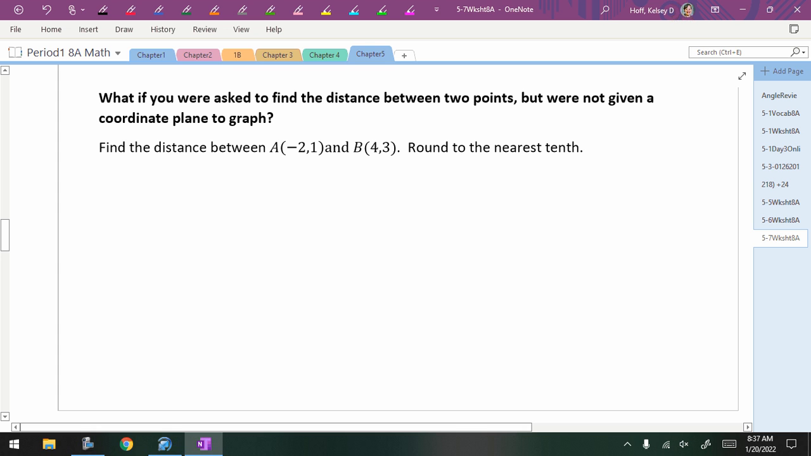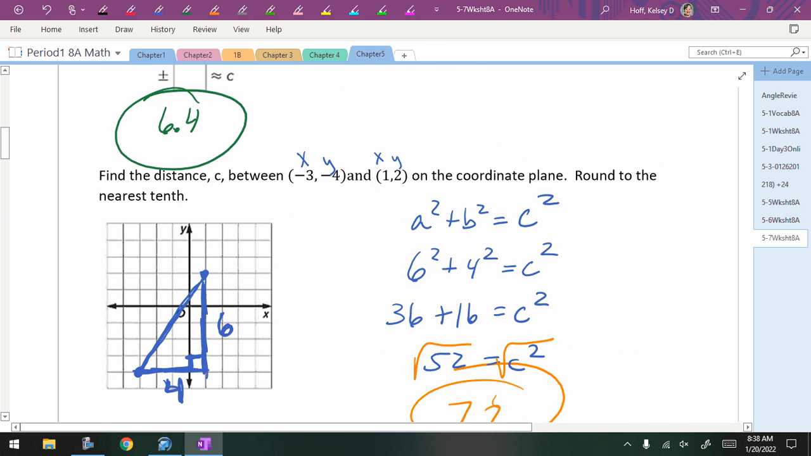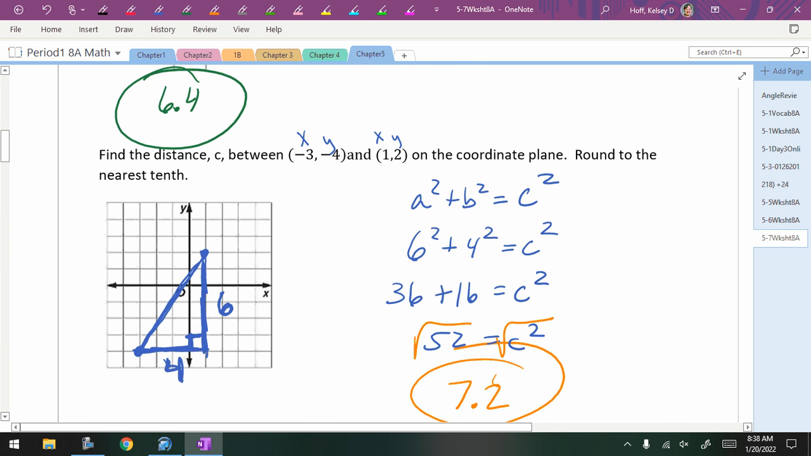Look at the bottom. Okay, so what happens when they ask you to find the distance, but they don't give you some place to graph it? You could make your own graph, but what if we didn't even want to do that? Leon, you got an idea? Yeah, okay, let's go back here. We right here got a 4 and a 6. What if we didn't have this and we just had these?